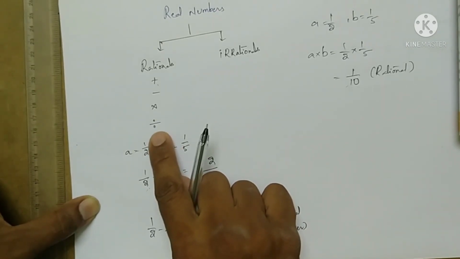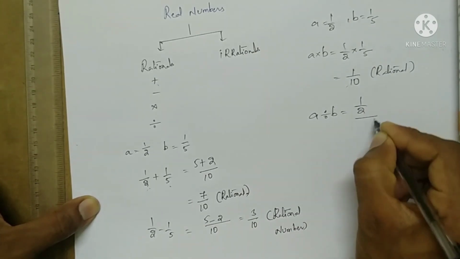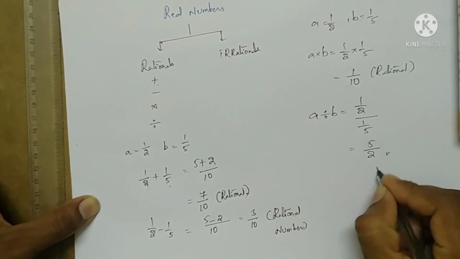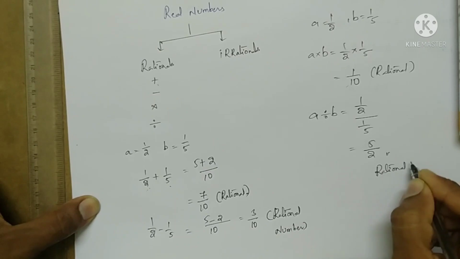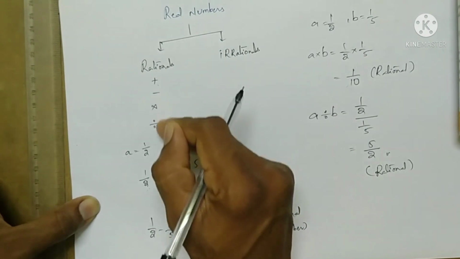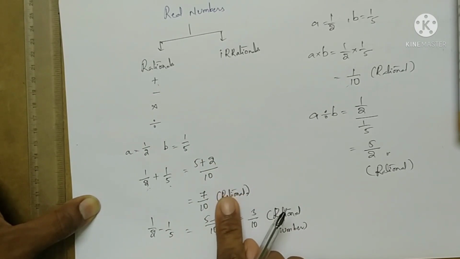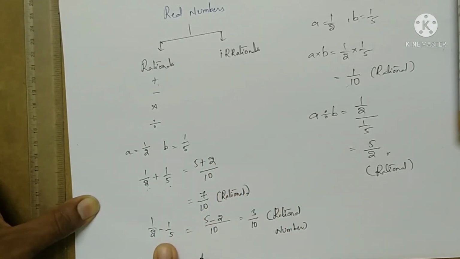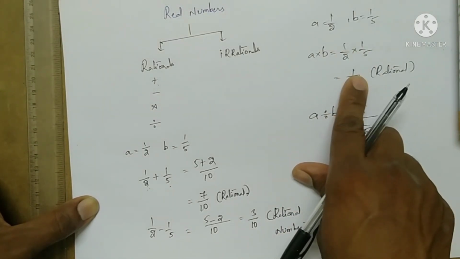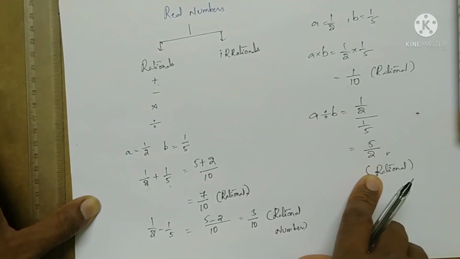Next, our final operation is division. a by b is equals to 1 by 2 divided by 1 by 5. Result is 5 by 2. So it is also a rational, right? So rational numbers always follow these four fundamental operations. The addition of two rational numbers gives us a rational, subtraction also gives a rational number, multiplication also a rational, and division also a rational number.